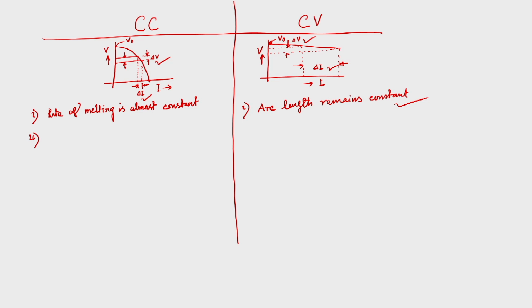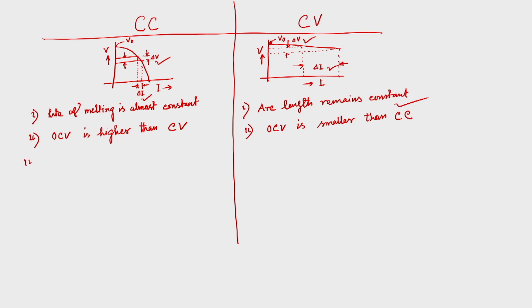Second thing: in the case of constant current power sources, the OCV, that means open circuit voltage, is higher than in a constant voltage power source. Here the open circuit voltage is comparatively smaller than in the constant current power source characteristics.